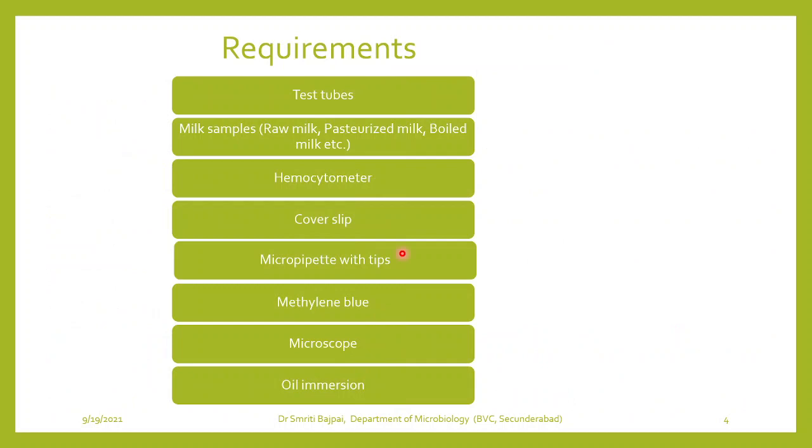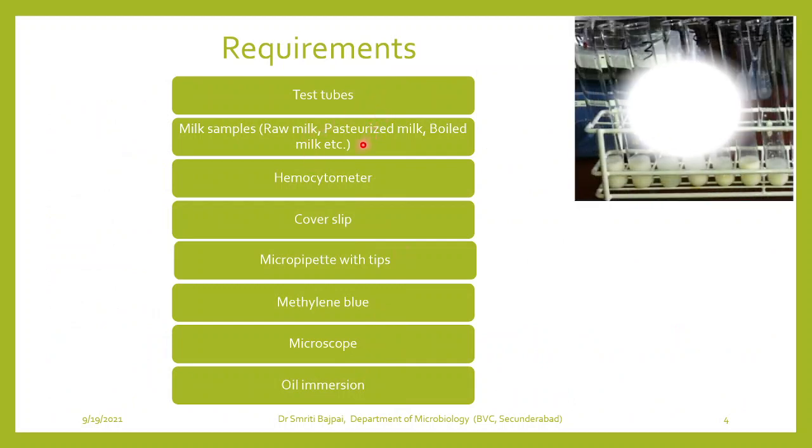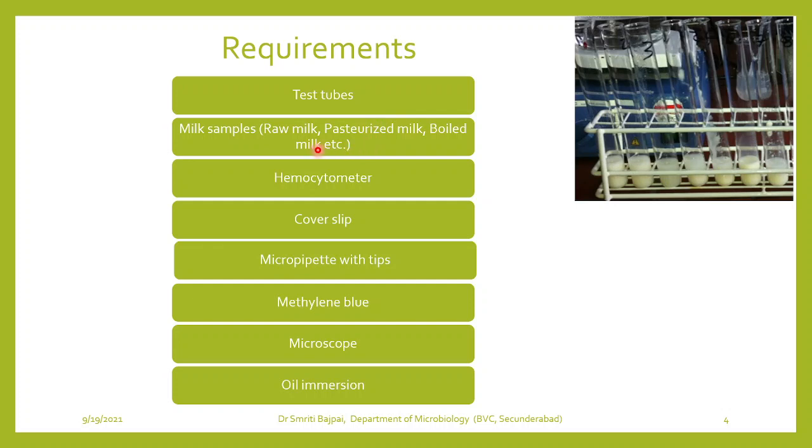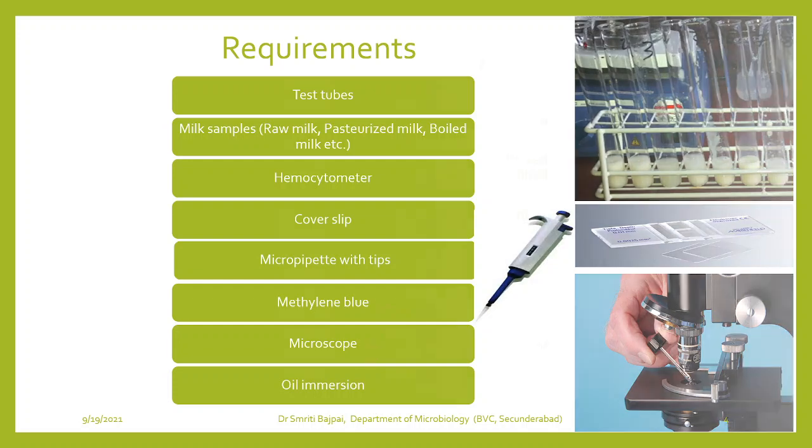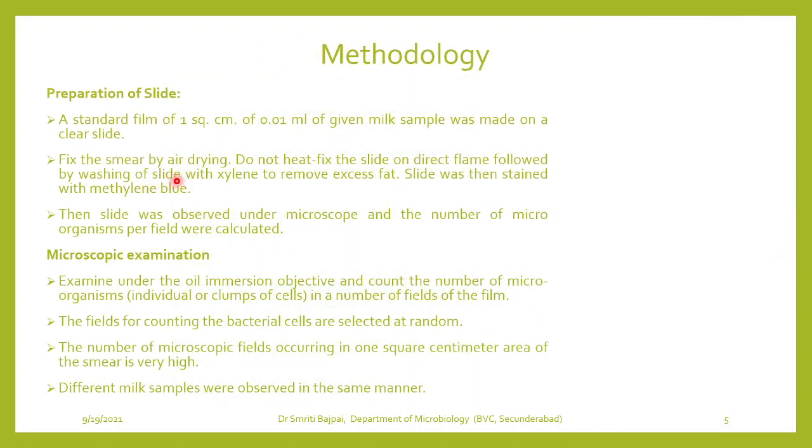Now for the requirements for this DMC technique, firstly test tubes with the milk sample. These samples could be raw milk, pasteurized milk, boiled milk, or any other sample. Then a hemocytometer with the cover slip. Then micropipette, methylene blue, and microscope with oil immersion. Then we will go to the methodology.